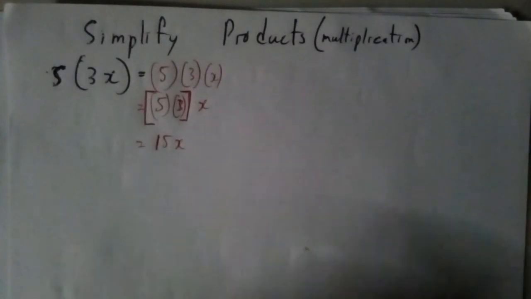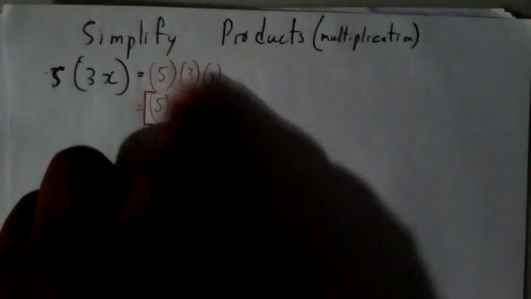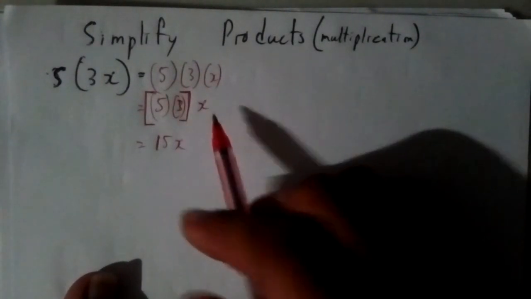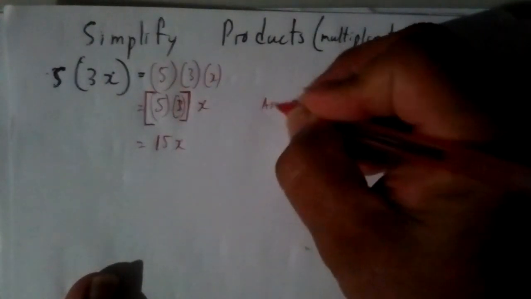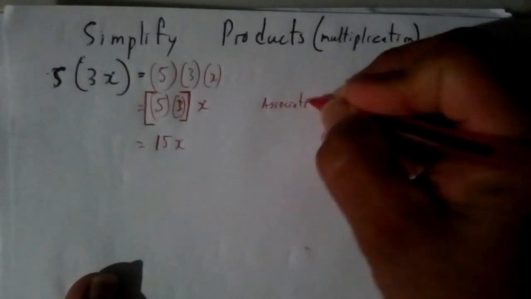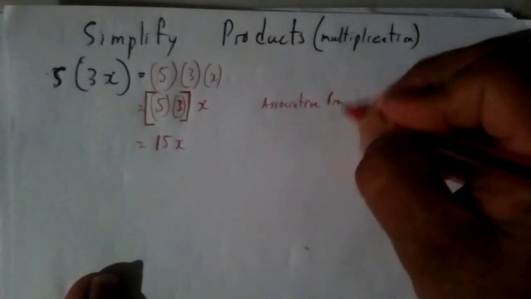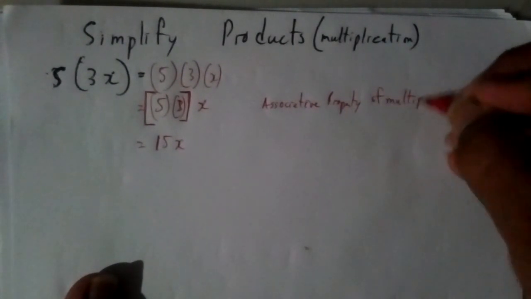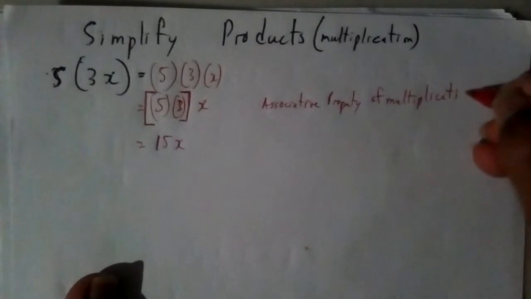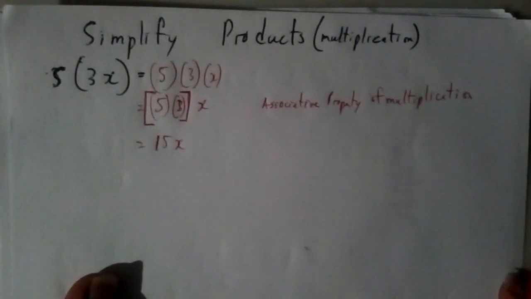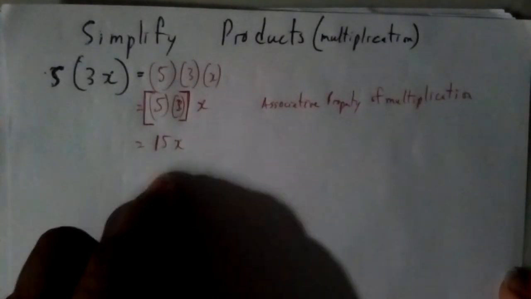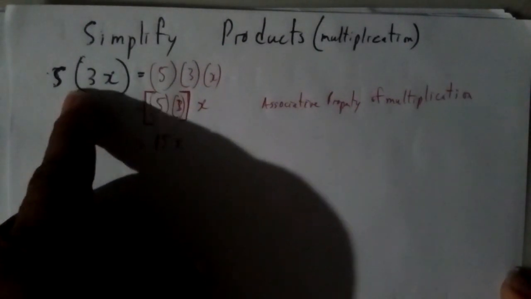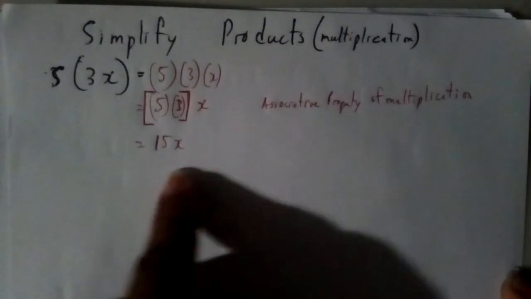Okay, so here let's see what did we use. So let's analyze this problem much carefully. Here we use the associative property of multiplication. So I'm just going to write it here on the side, because these properties you should know by now. Associative property of multiplication. Okay, and that is the simplified algebraic expression when we are simplifying products. Okay, so this is the solution.